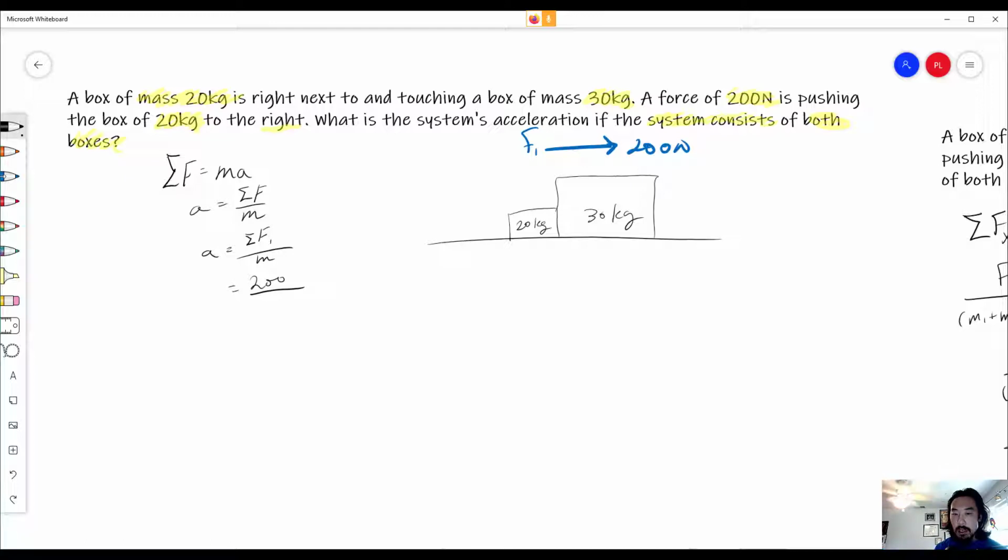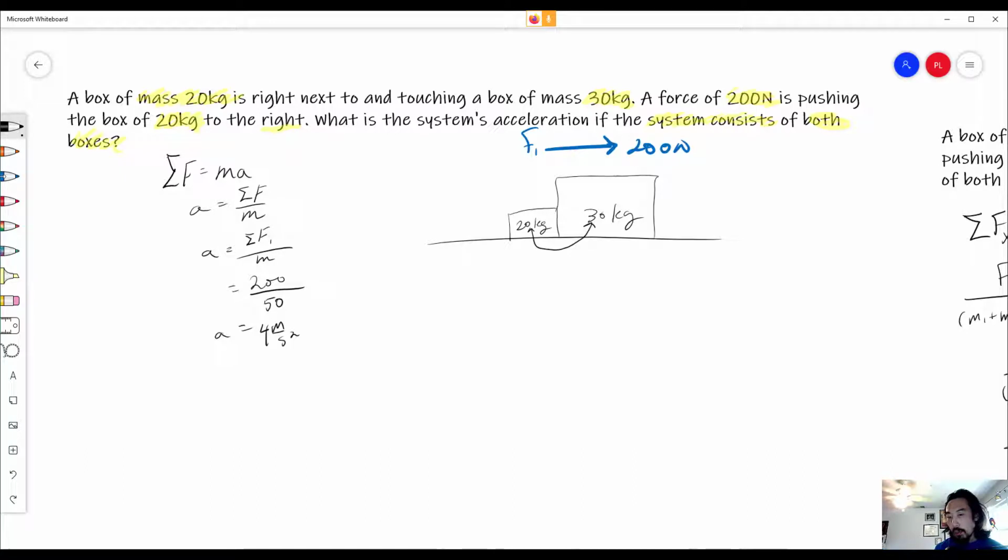Now you might be noticing, Mr. Lee, you're saying the word system a lot, and you're right, because the system consists of both boxes. So instead of writing 20 or 30, I'm going to write 20 plus 30, which is just 50 kilograms there. And therefore, the acceleration will be 4 meters per second squared. All right. So we know that the system is accelerating at 4 meters per second squared.